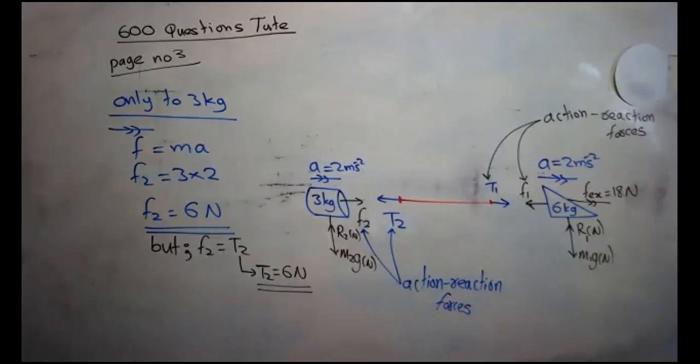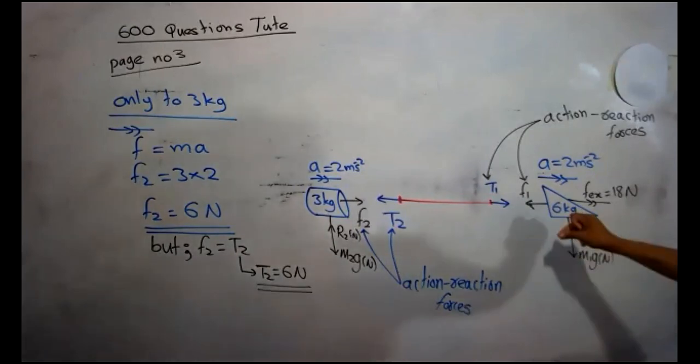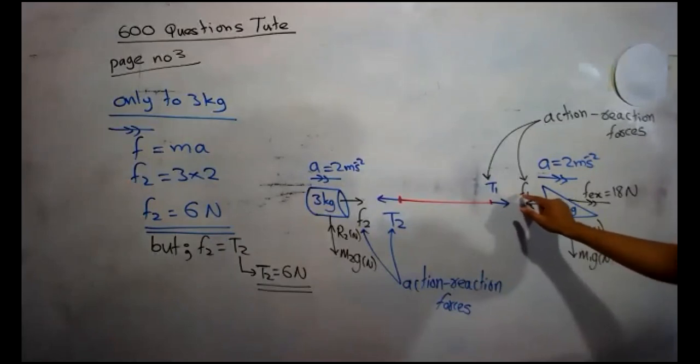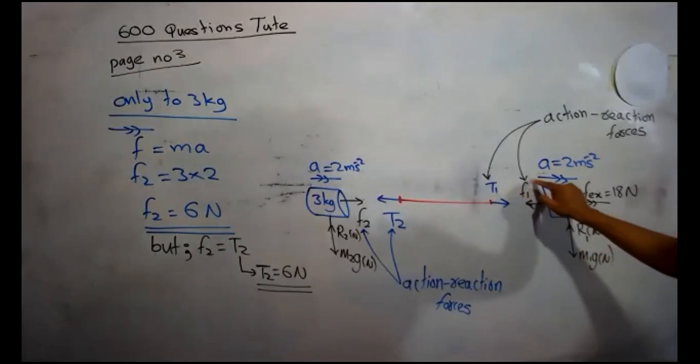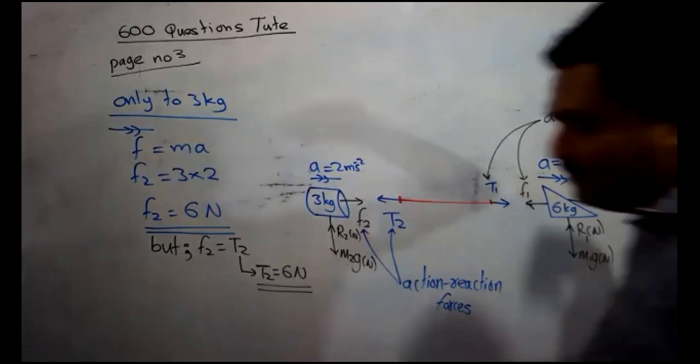Okay, dear. Now, how do we find this T1? Somebody unmute the mic and tell me. If we know F1, we can know T1. So how do we find this F1? Somebody please tell me a method.